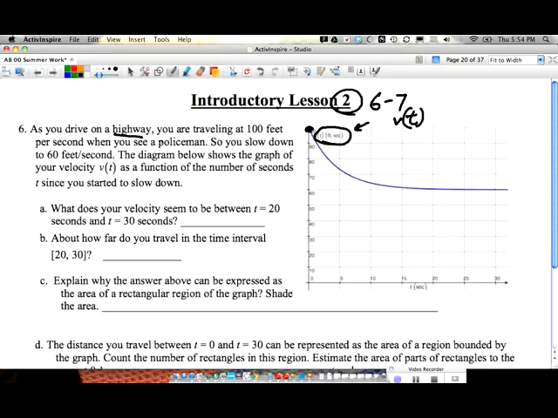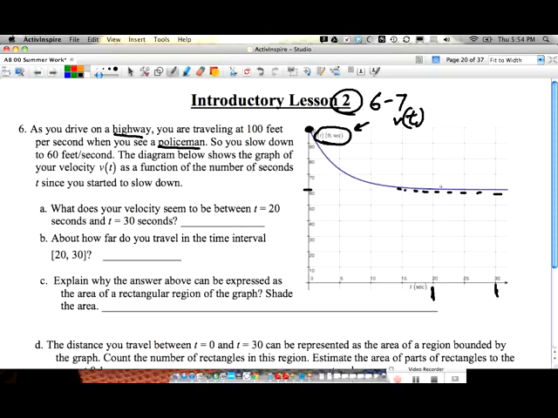Then all of a sudden, we see a policeman. Pardon me. And then the policeman kind of encourages us, I guess, to drive a little bit slower. So then we drop down to 60 miles an hour, it looks like right here. So what does the velocity seem to be between t equals 20 and t equals 30 seconds?